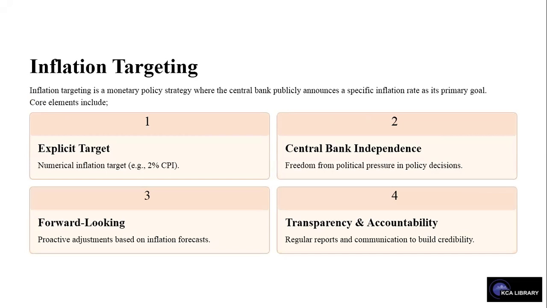We have another concept, which is inflation targeting. It is a monetary policy strategy where the central bank publicly announces a specific inflation rate as its primary goal. The core elements of inflation targeting are the explicit target, which is a numerical inflation target, e.g., 2% of the CPI. Also, central bank independence, which means freedom from political pressure in policy decisions. Another is being forward-looking, which means proactive adjustment based on inflation forecasts. And another is transparency and accountability, meaning regular reports and communication to build credibility. These are the core elements of inflation targeting.